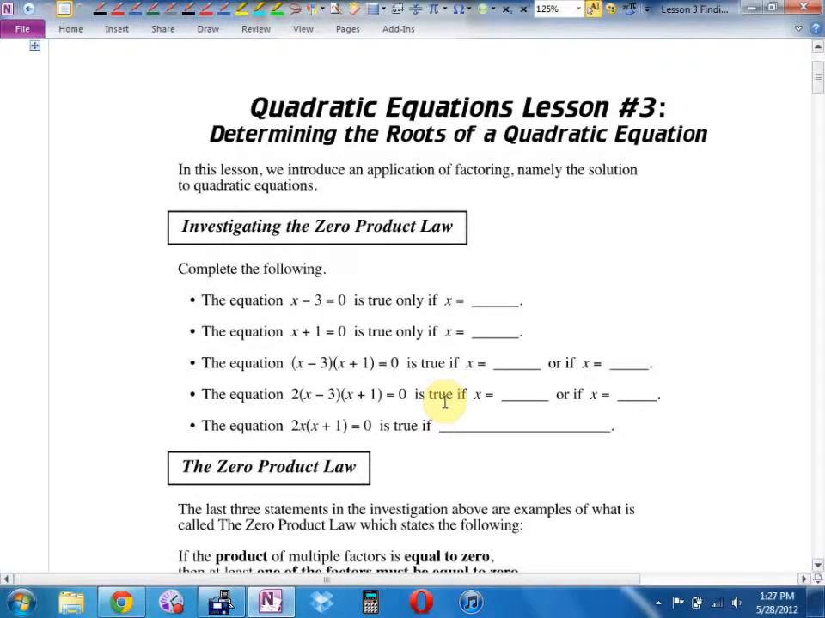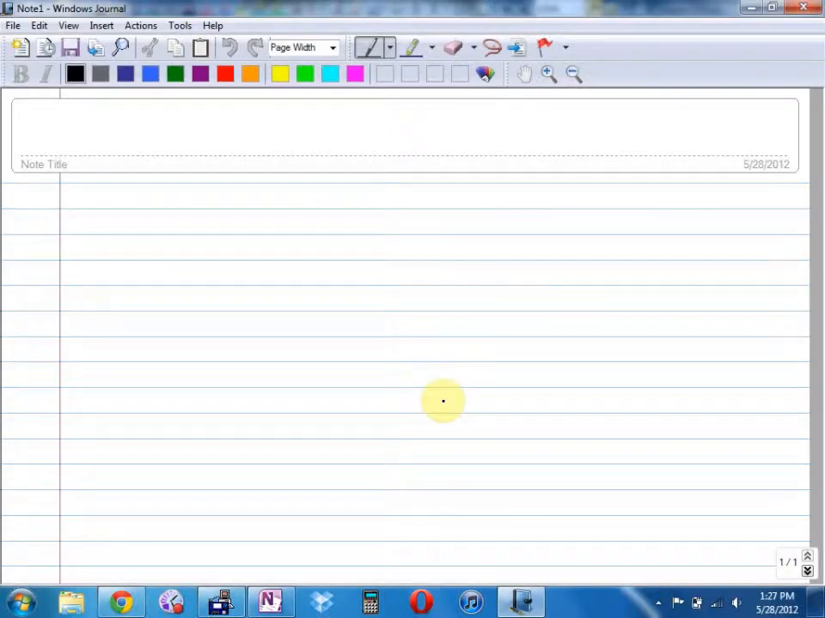So page 384, lesson 3. Here's the question we want to ask today. Here's the problem we want to answer.